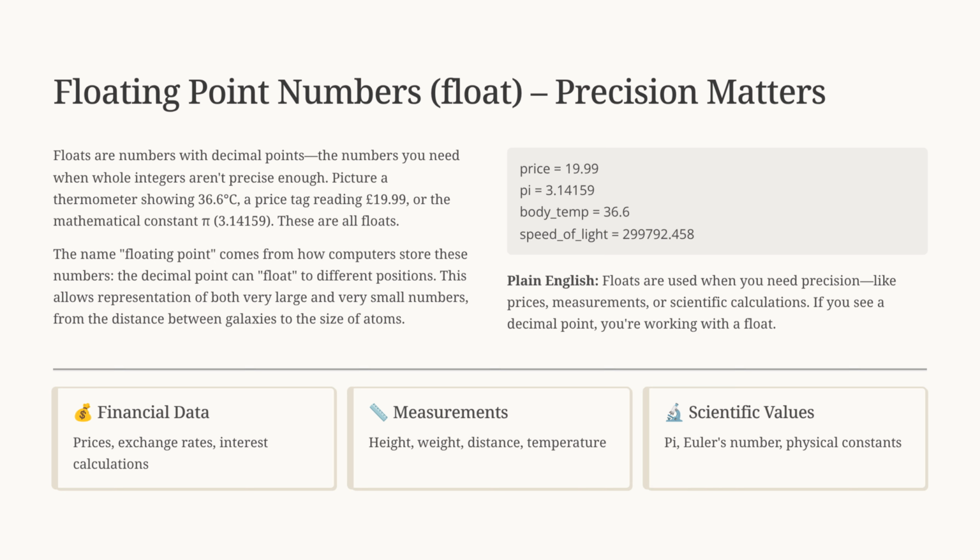We set price to 19.99, pi to 3.14159, body temperature to 36.6, and speed of light to 299.458. In plain English, floats are used whenever you need exact measurements, things like prices, scientific calculations, or temperature readings. If there's a decimal point, you're working with a float.